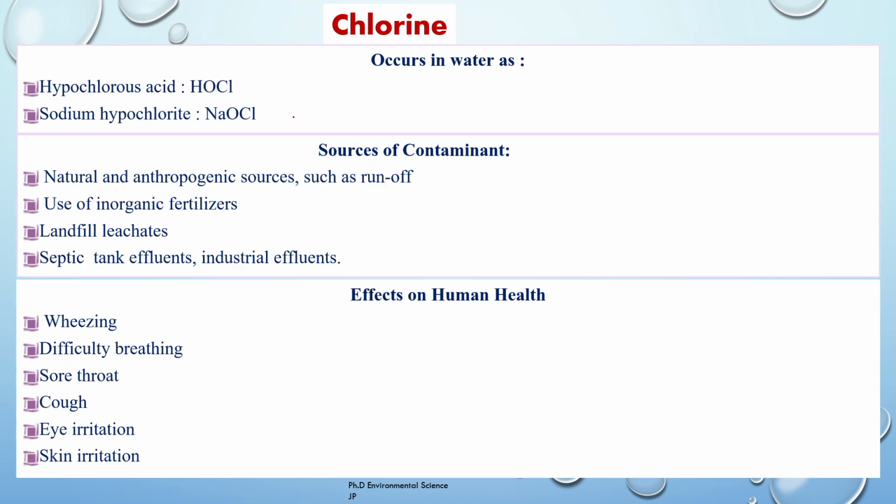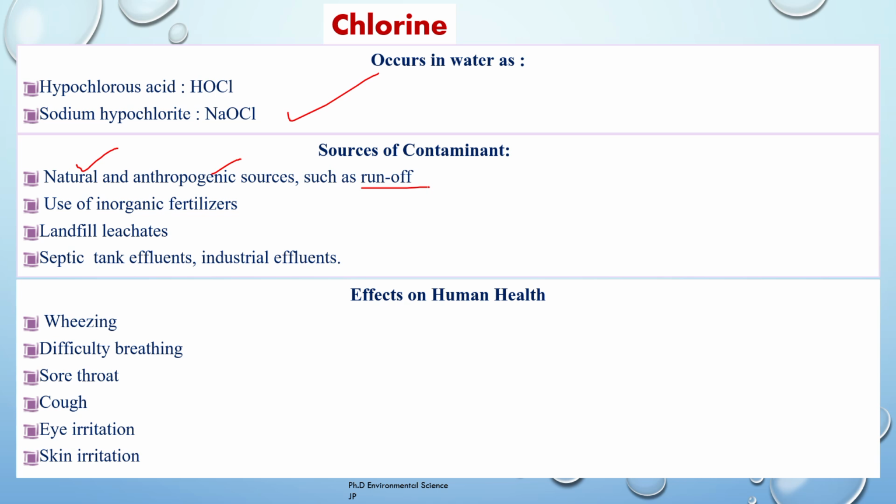Chlorine. Chlorine is a chemical element that can exist in different forms in water, primarily as hypochlorous acid and sodium chloride. Then the sources of these contaminants include natural sources, such as it can be found naturally in the environment, particularly in seawater where it is the major component of salt. Then anthropogenic sources: runoff from agricultural lands, urban areas, and industrial sites can introduce various chlorine compounds into water bodies.